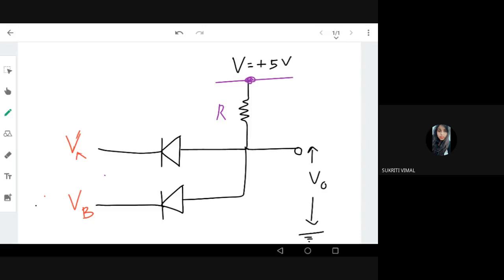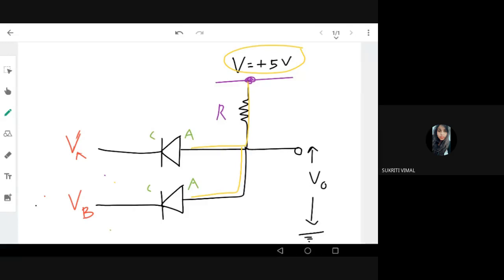Okay, so first see the diodes. We should know that for the diode, the anode is on the right side and the cathode is on the left side. Anode is here, cathode is left. So the diode is forward biased only if the anode has a higher voltage. But here you can see by default the plus 5 volt is connected to the anode of both diodes. So by default, both diodes are forward biased, right?